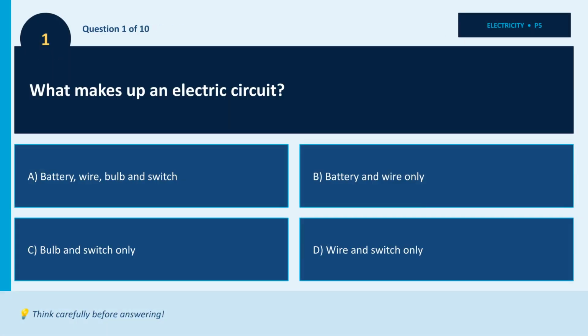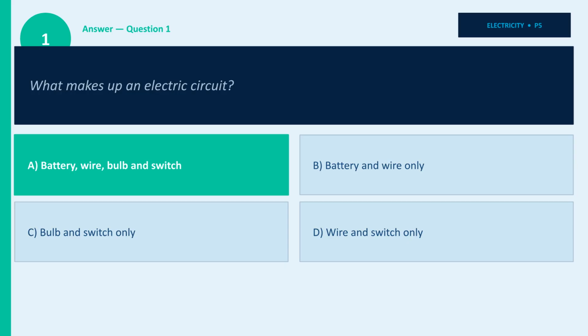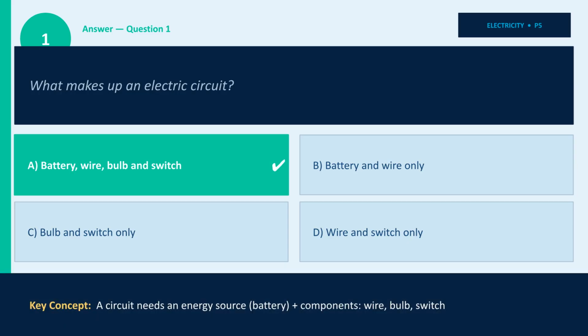Question 1. What makes up an electric circuit? Choose the correct combination from the options provided. The correct answer is A. An electric circuit requires a battery, wire, bulb, and switch. Remember that a circuit needs an energy source and components.